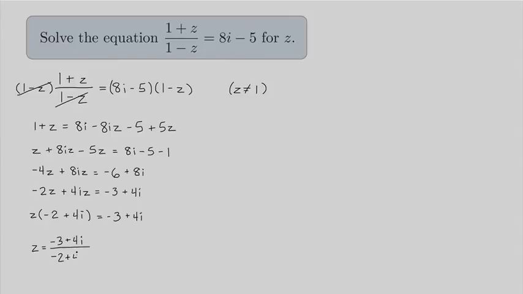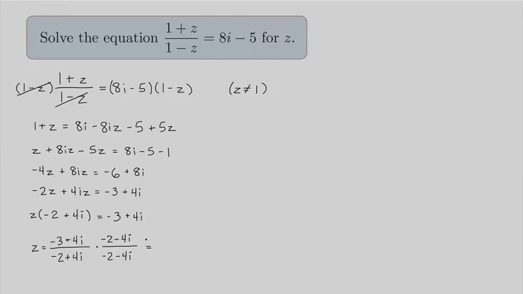But it would be nice to write this in a plus bi form. So in order to do that, I'm going to multiply by negative 2 minus 4i on the top and on the bottom. Okay, so let's multiply these out.